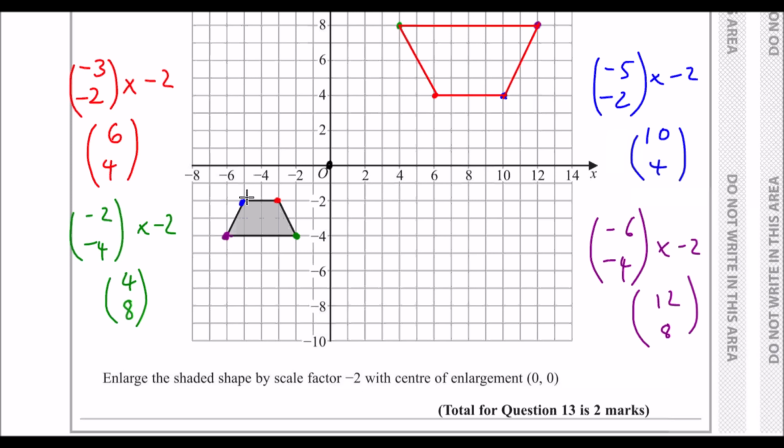And what you'll notice if you use a ruler, the blue point to the blue point will go through the origin. The purple to the purple will go through the origin. Green to green will go through the origin. And red to red will also go through the origin. And it's twice as big. So this was 2 along, the small length, now it's 4 along. So it's a scale factor of -2, centre of enlargement at the origin.